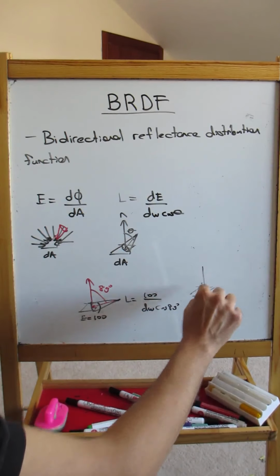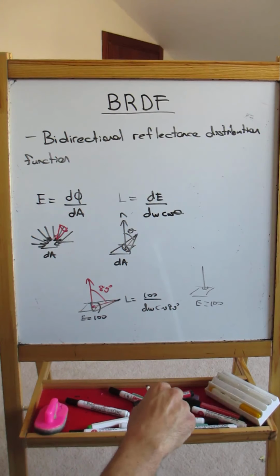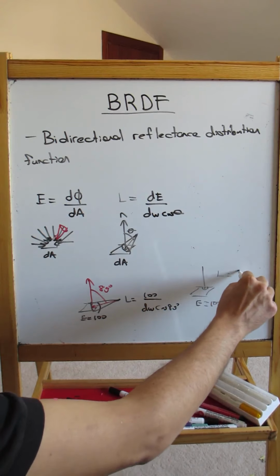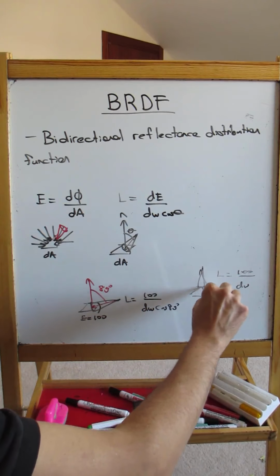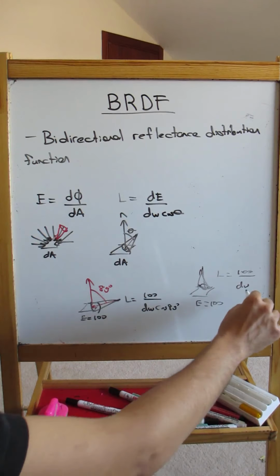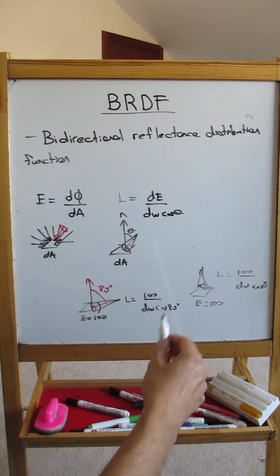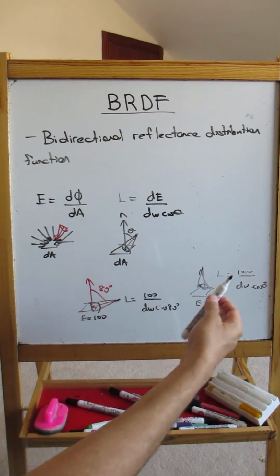But if you have something like that, again, irradiance is 100 units. And the light is this time coming perpendicularly, like parallel to the normal. In this case, you are going to compute L here as 100 divided by, again, whatever this dW is, and then cos 0 degrees. So it's going to be 1, right? So this time, radiance is going to be smaller.